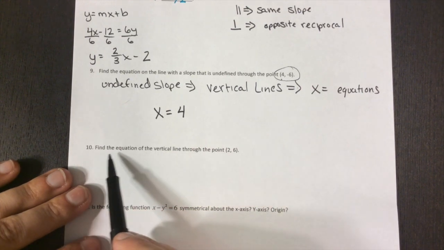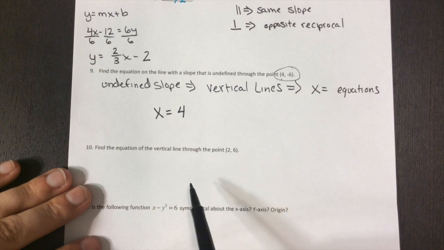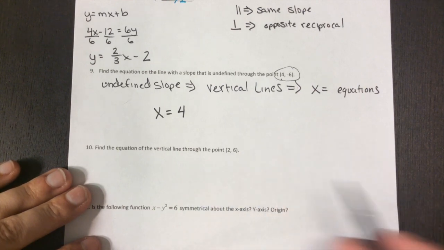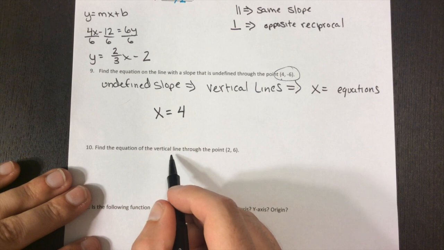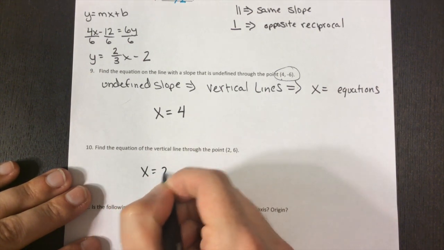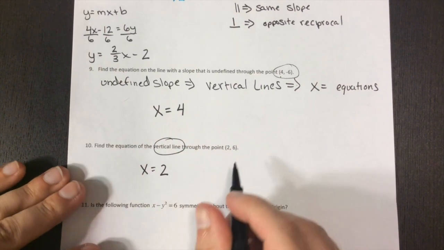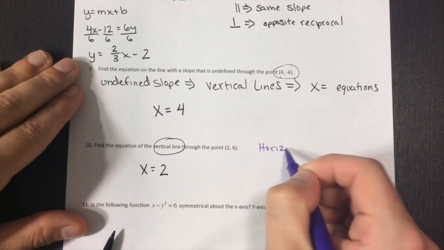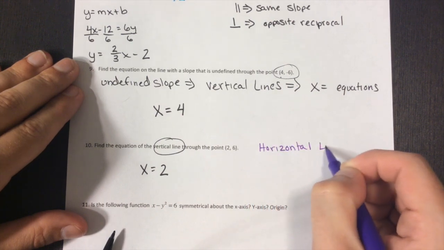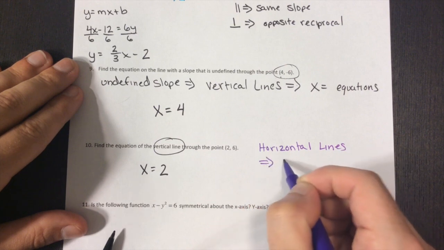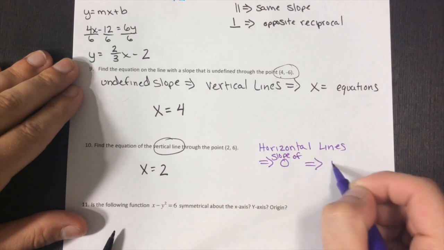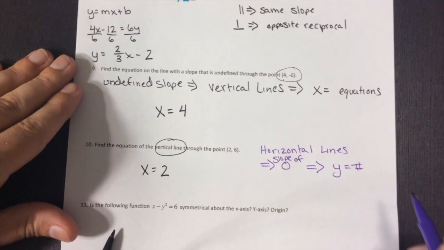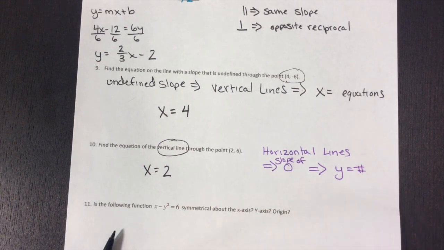So then we look at the next one. Find the equation of the vertical line through the point 2, 6. Well, it's the exact same question. Undefined slope or vertical line, x equals 2. If this word was horizontal, just as a note, horizontal lines, their slope is 0, and we write their equations y equals some number. So this is another good thing to keep in mind when you're doing these problems.